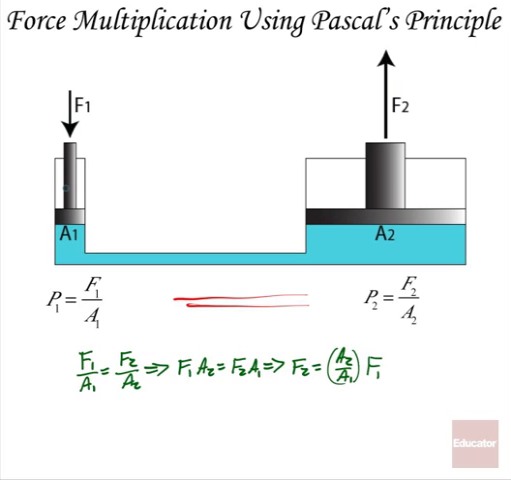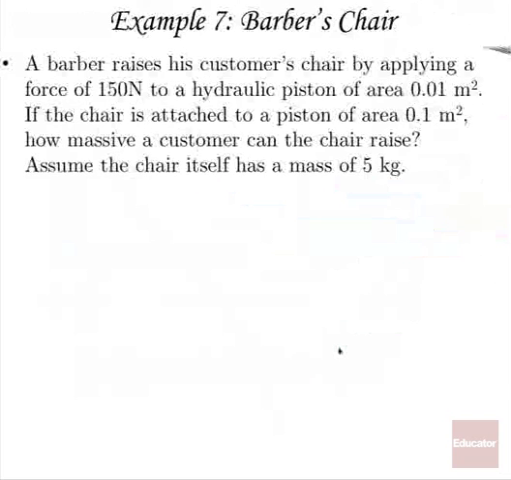And that's going to be by the same ratio as the area multiplier. But you can multiply a force. If the areas are a ratio of 100 to 1, you've increased your force by a factor of 100. That's the principle behind hydraulic systems.